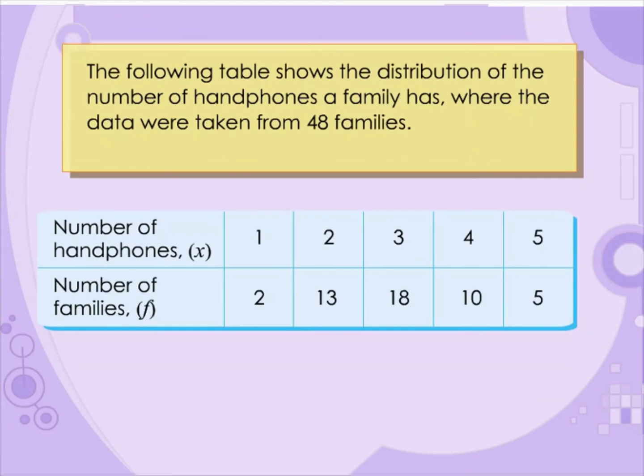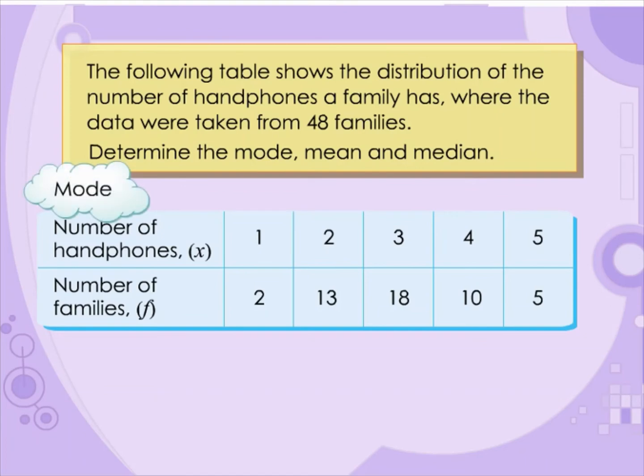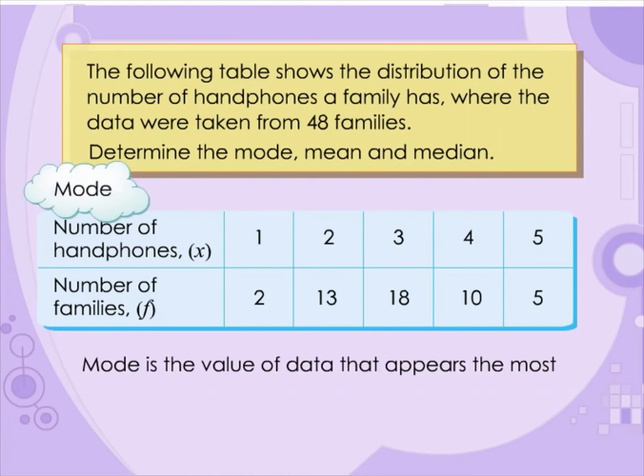Let's look at the next example involving the frequency table. The following table shows the distribution of the number of hand phones a family has, where the data was taken from 48 families. Determine the mode, mean, and median. Let's first find the mode. We know that mode is defined to be the value of the data that appears the most. The highest frequency is 18. Therefore, the mode is 18.